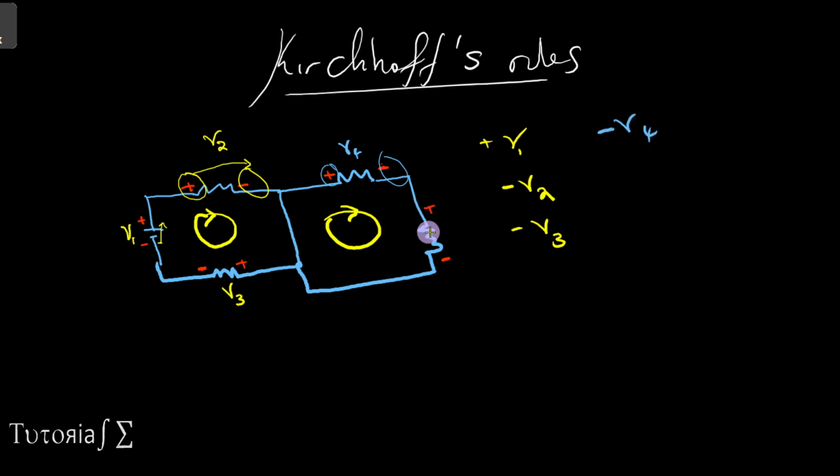So this will be negative voltage 4. Then here, from positive to negative, we are going in this direction.